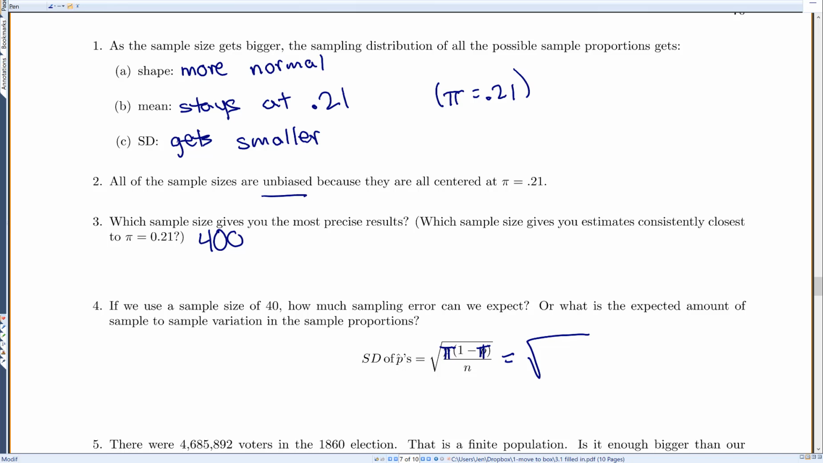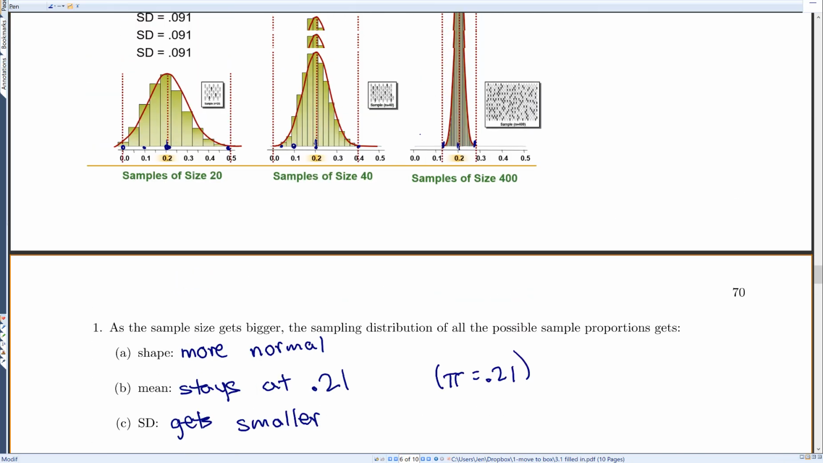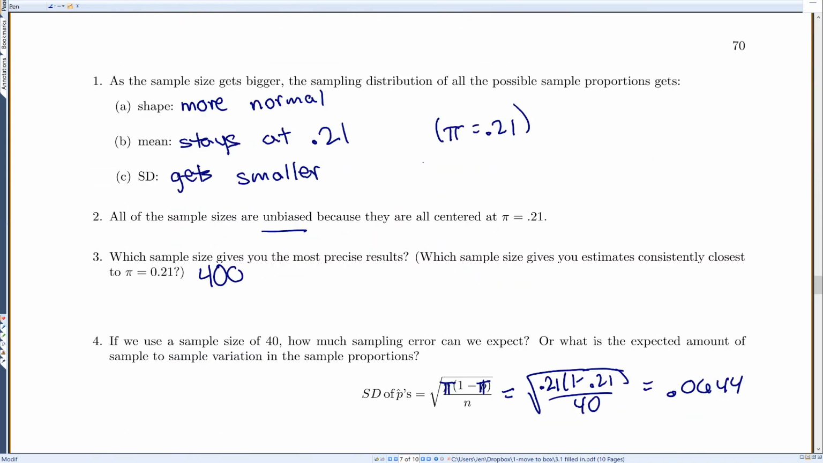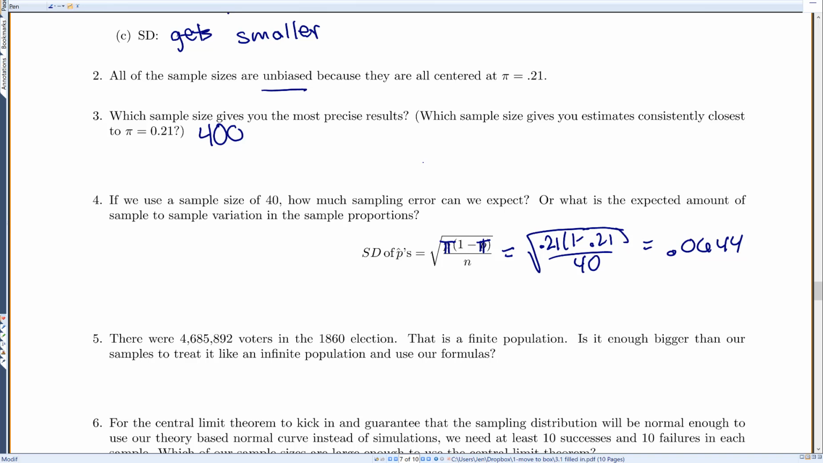Okay, so our pi was 0.21, and then 1 minus 0.21, all divided by 40. So remember, to put this into your calculator, you need to do 0.21 times 1 minus 0.21. Hit enter. Divide by 40. Hit enter. Then take the square root of all of it. You should get 0.0644. Let's see if I did that correctly. Let's go back up to our graphic. At a sample size of 40, my SD was 0.065, so they just rounded differently than I did. So that's about your expected amount of variation from sample to sample for your sample proportion.